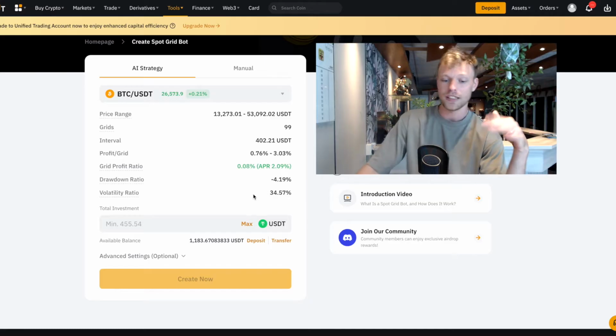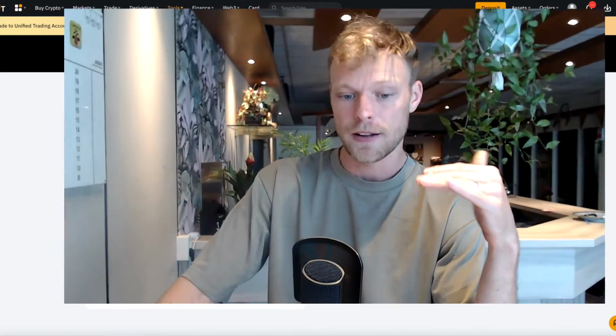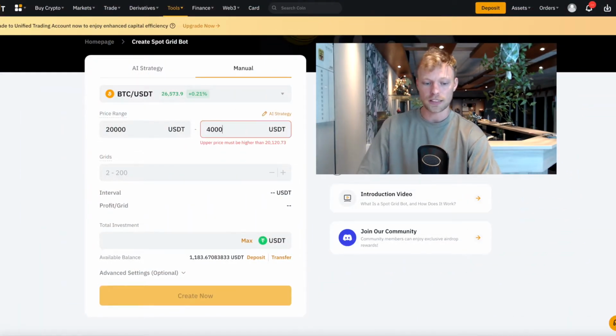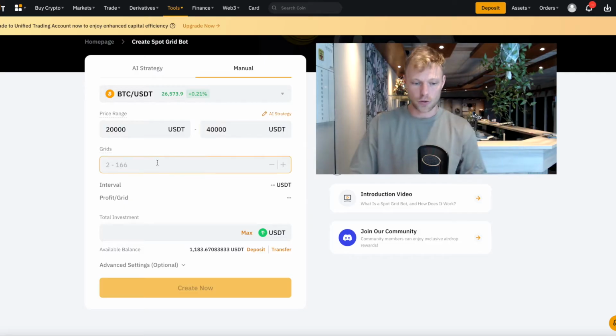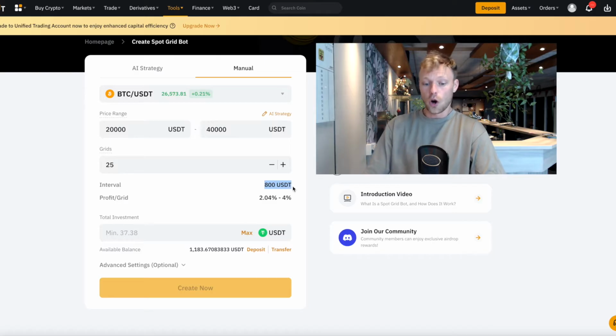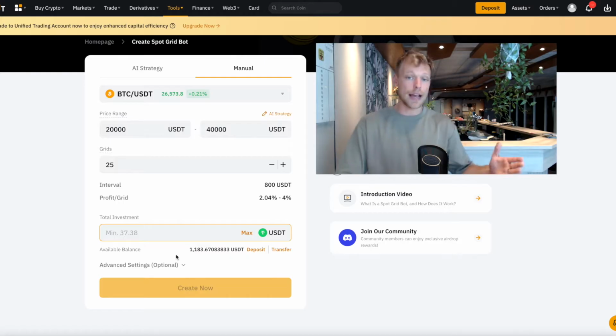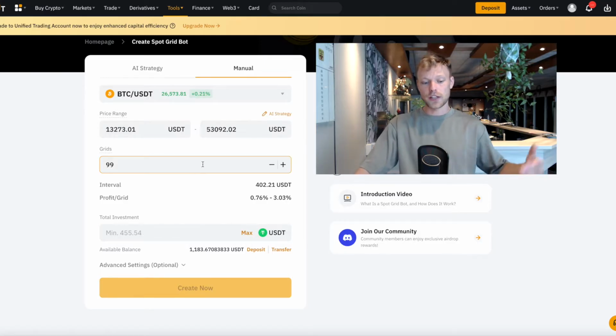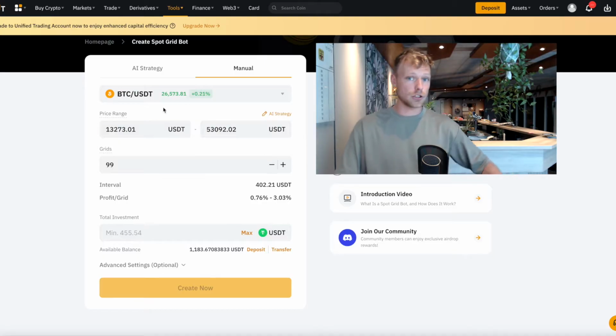If you want to set all these things yourself, you can of course put them in manually. So you can set, for example, right here, the lower range at $20,000 and the upper range at $40,000. Then within this range, you might want maybe 25 grids, let's say. So per grid you have an interval of $800 Tether with a profit per grid of 2 to 4%. Here you can select the amount of money you want to invest. If you would like AI to fill in these parameters, you can just click right here on AI strategy and it will fill in the price range and grids for you based on AI.